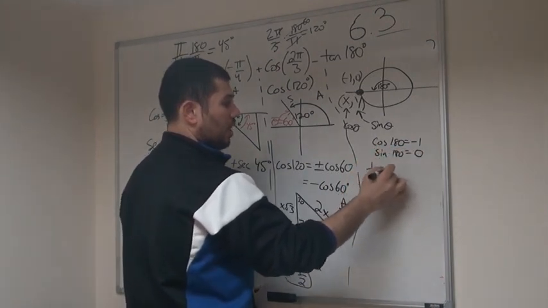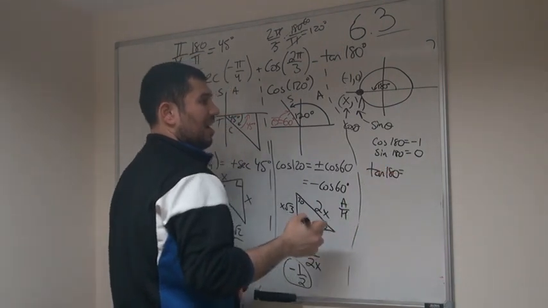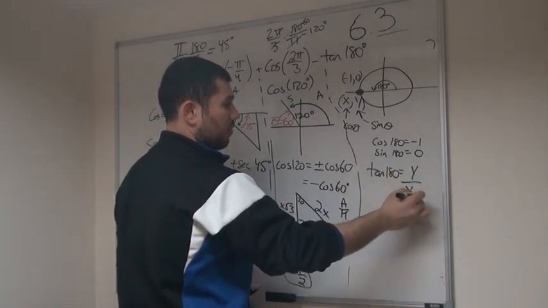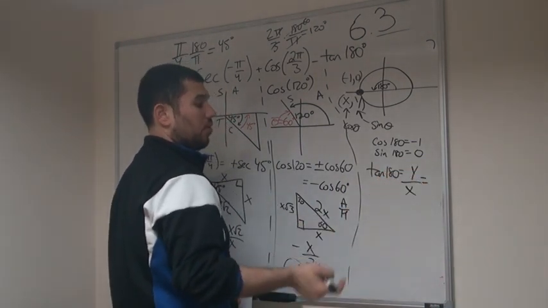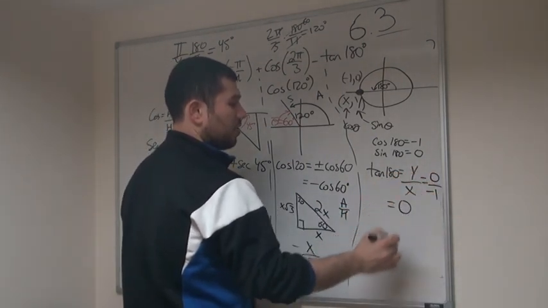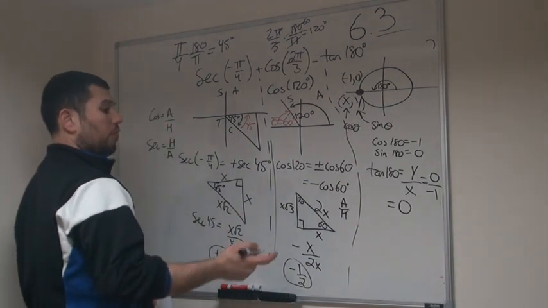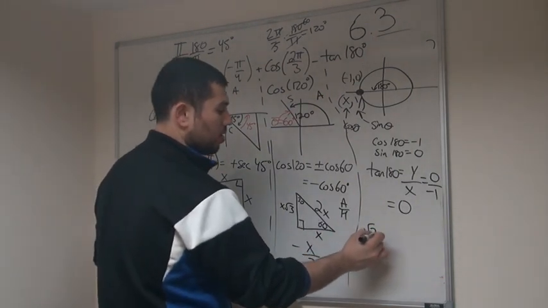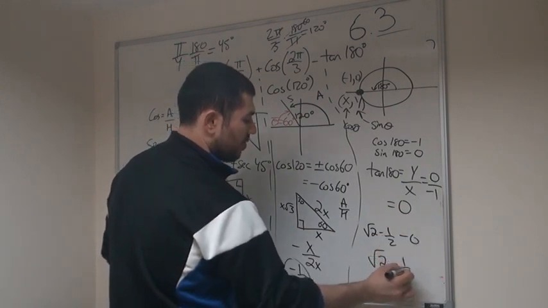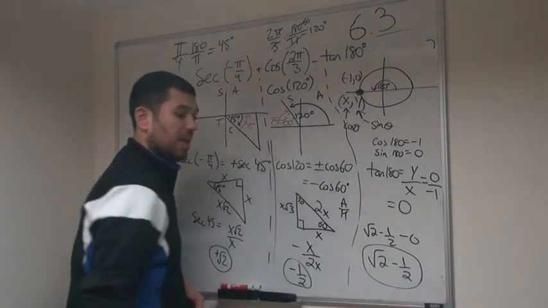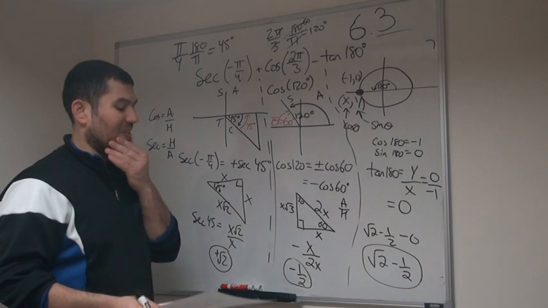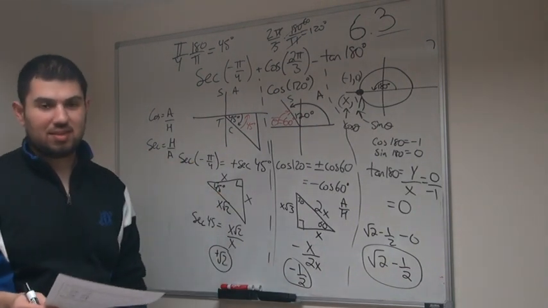The tan of 180 is y over x because it's opposite over adjacent. We have to look back at those formulas and remember them, but it's the y value over the x value. 0 divided by negative 1 gives me a 0. So overall, I have rad 2 minus a half minus 0, which is rad 2 minus a half. And that's how you could leave the answer. On an exam, that's how you would have left the answer back in the day, when we got tested on things like this.